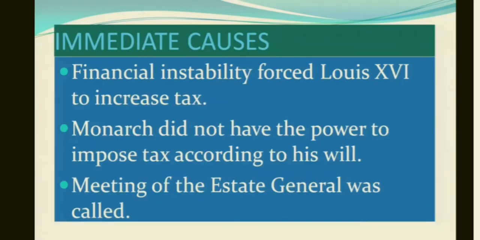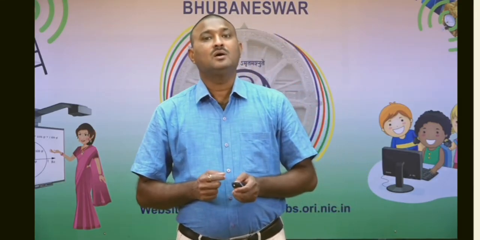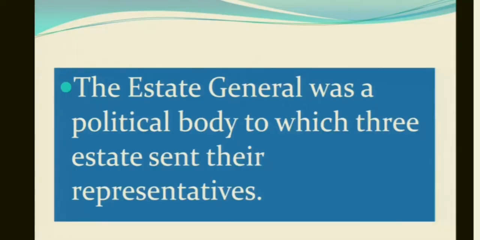There is a system here. In the old regime, the monarch didn't have the power. In order to impose new taxes, he had to call the meeting of the State General. Now, what is the State General? The State General was a political body to which the three states sent their representatives. Do you understand?